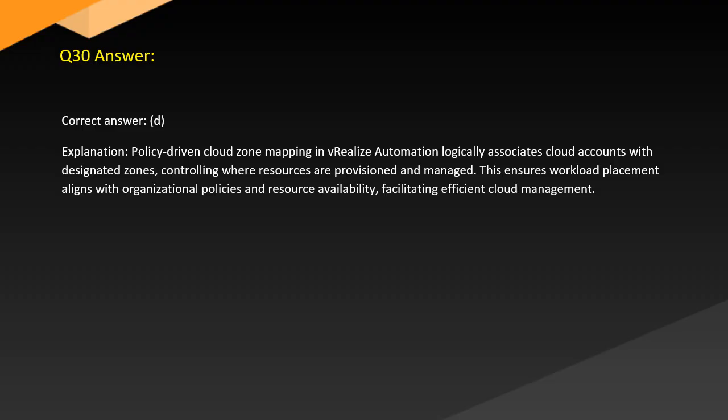Answer. Correct answer, D. Explanation. Policy-driven cloud zone mapping in Realize Automation logically associates cloud accounts with designated zones, controlling where resources are provisioned and managed. This ensures workload placement aligns with organizational policies and resource availability, facilitating efficient cloud management.